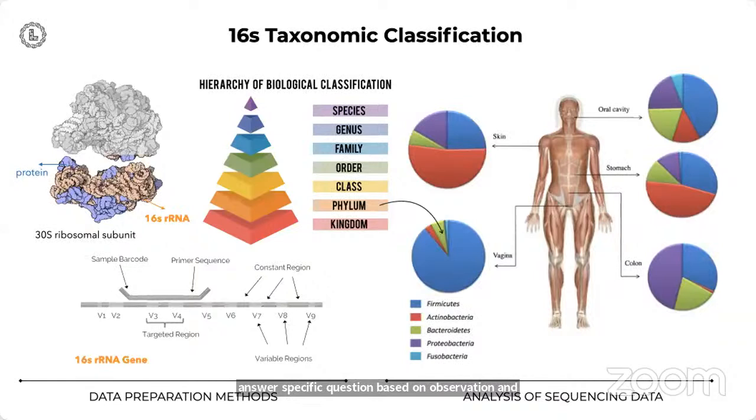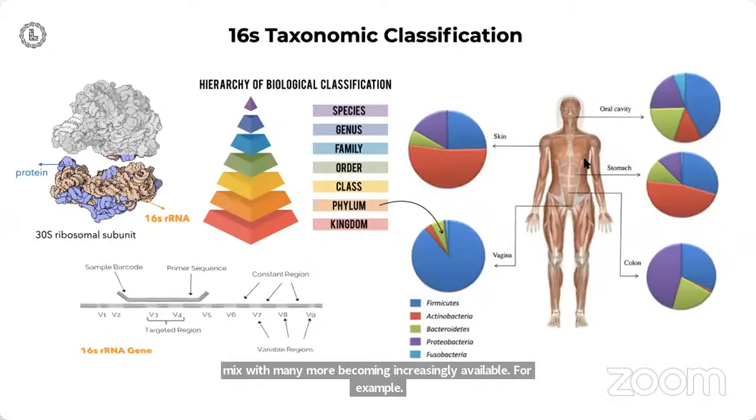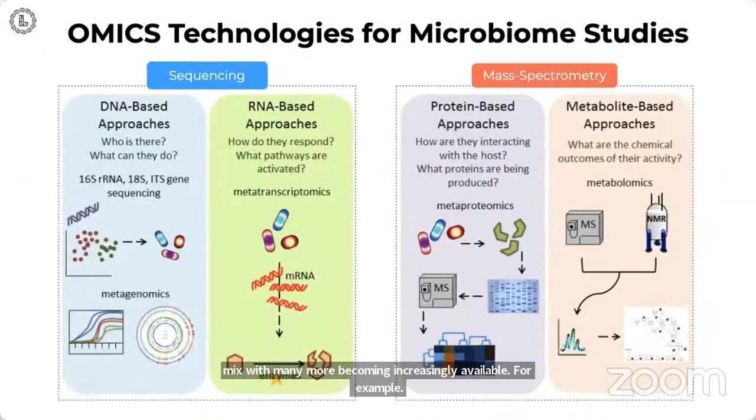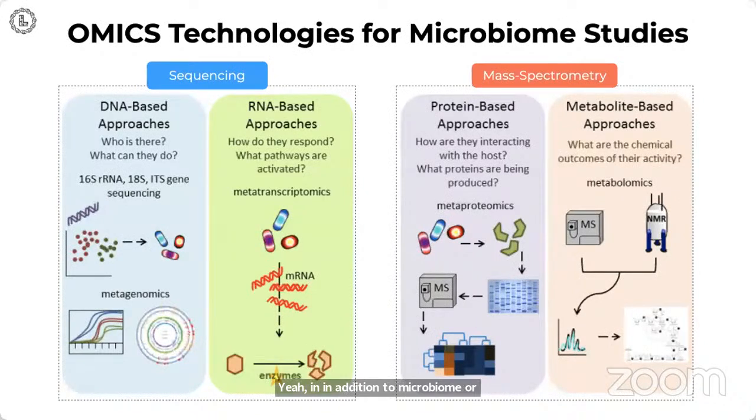Importantly, we will also discuss how the sequencing data represents only one type of microbial omics, with many more becoming increasingly available. For example, in addition to microbiome or bacterial species, we can also explore the abundance levels of the virus present in these microbial communities from the virome database, and we can also explore the presence of different classes and different species of fungi present in any sample.